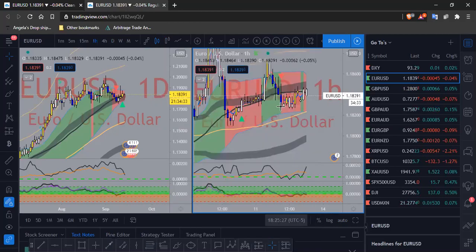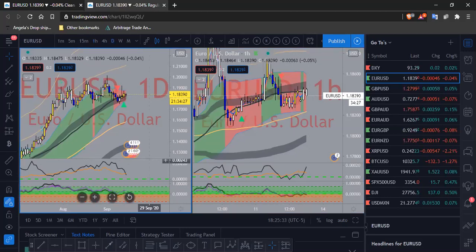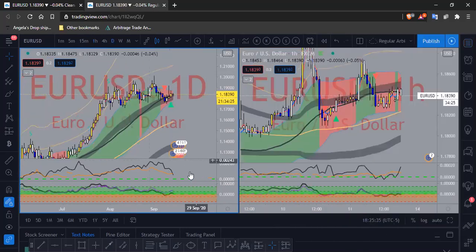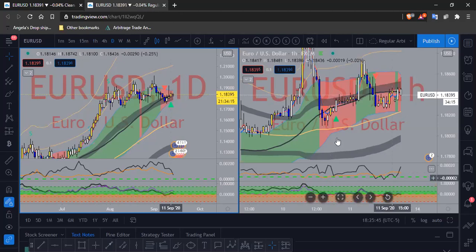But I kind of like this dropping. The little pro on the daily is above the ground zero, and same thing with the little pro on the 1 hour. This looks bullish, and yeah, nothing's looking bearish at the moment on the 1 hour or the daily. Let me look at the 4 hour real quick.